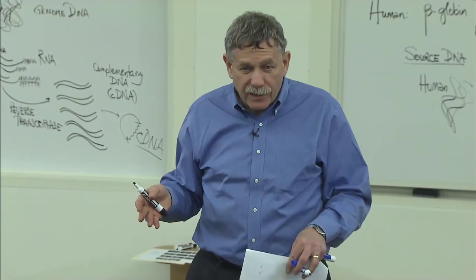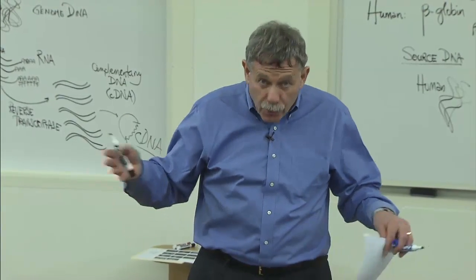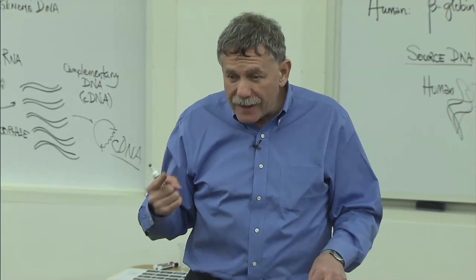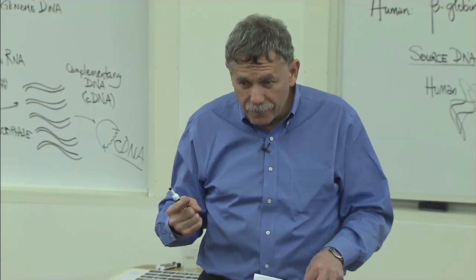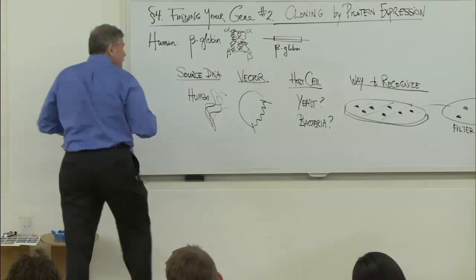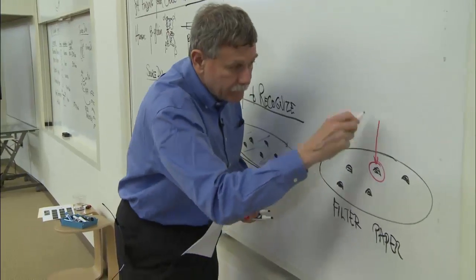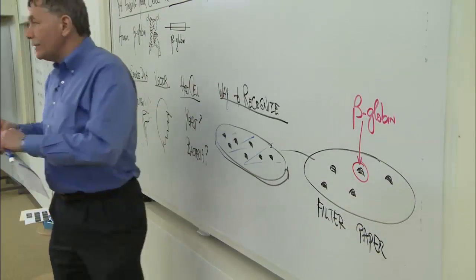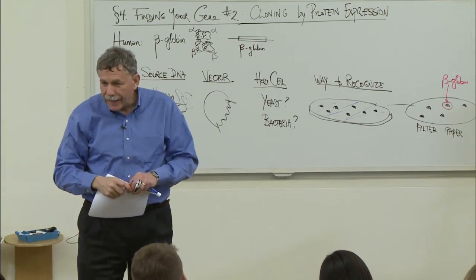All their proteins stick to the filter paper. All the bacterial proteins are there, or yeast proteins, or whatever host cell I had. And if one of those cells was making beta globin, it is there. One of those cells is making beta globin. This cell here is making beta globin. I've now gotten it to spill its guts out onto that filter paper. All the proteins have stuck. How do I find that cell?